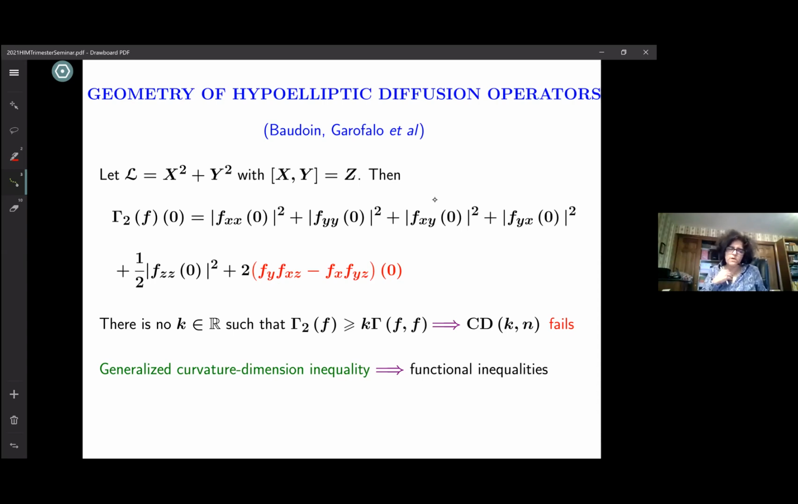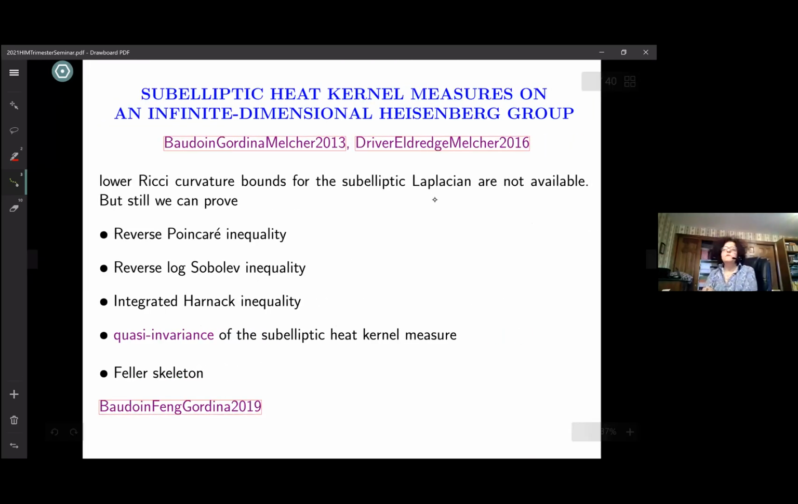So what Fabrice Baudoin and Baudoin-Garofalo did some years ago was introduce what's called the generalized curvature dimension inequality, which is not applicable to all kinds of different settings like this, but at least for some hypoelliptic operators or sub-Riemannian manifolds, you can use that. So remember, I wanted to move to high or infinite dimensions with not necessarily even a Riemannian structure, but a sub-Riemannian structure. The first result of this kind was proved with Fabrice Baudoin and Melcher in 2013. It takes this infinite dimensional Heisenberg group that I did not define, but I can explain what it is later on if we have time.